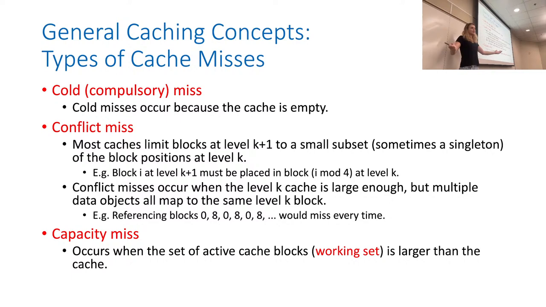A conflict miss is basically this, right? When you're looking for a piece of data and it's not there, it is mentioning here conflict misses occur when level K cache is large enough, but multiple data objects all map to the same level K block. Basically, they're saying the algorithm for replacement has more to do with physical position than it does last access time, because physical position in memory is a lot easier to calculate and work with.